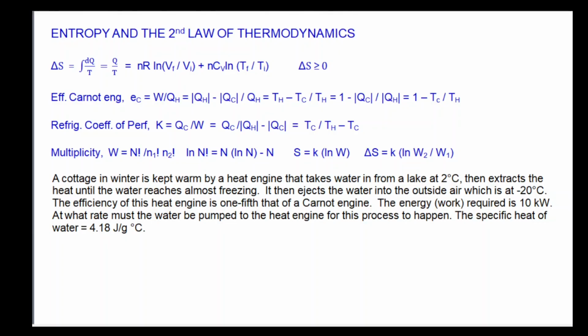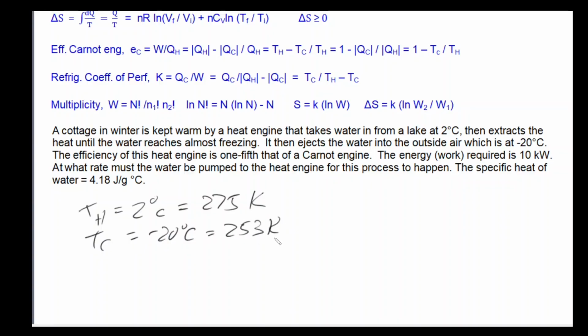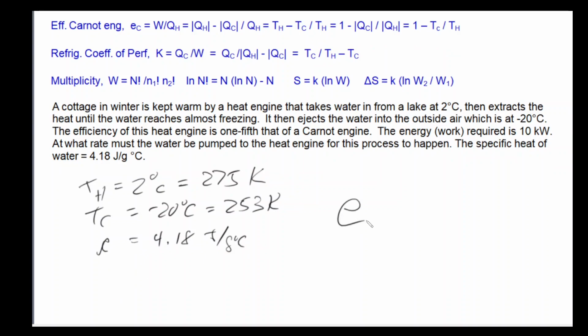So let's look at our givens again. We know that the hot temperature is 2 degrees Celsius, which is equal to 275 Kelvin. The cold temperature is minus 20 degrees Celsius, which is equal to 253 Kelvin. We know that the heat capacity of water is 4.18 joules per gram degree centigrade, and we were told that the efficiency of our system is equal to 1/5 that of the efficiency of a Carnot engine.